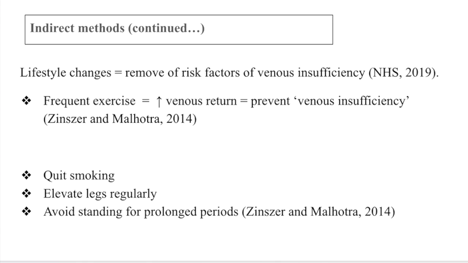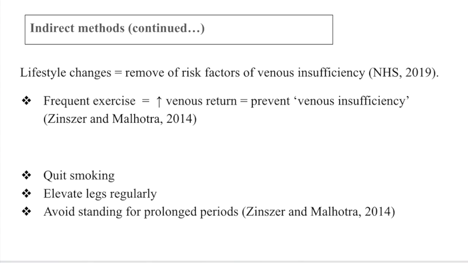Lifestyle changes can also be used to alleviate symptoms of the underlying cause, venous insufficiency, and therefore prevent the recurrence of ulcers and improve healing times. According to the NHS, major risk factors for venous ulceration include advanced age, a sedentary lifestyle, sitting or standing for prolonged periods of time, smoking, and obesity. Appropriate lifestyle advice should therefore target these risk factors.